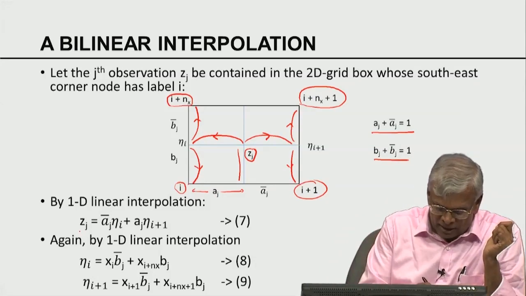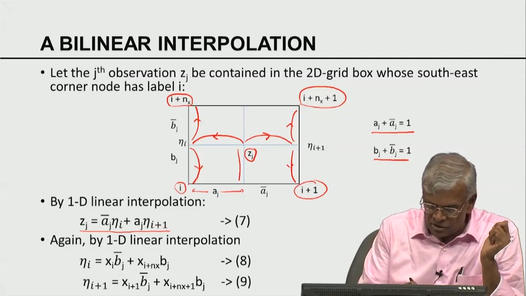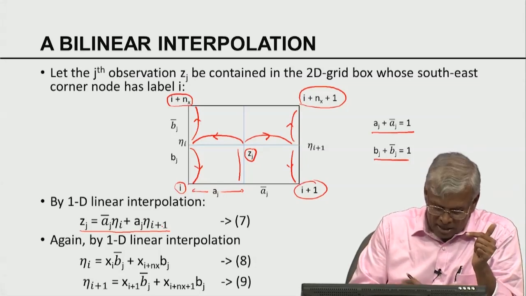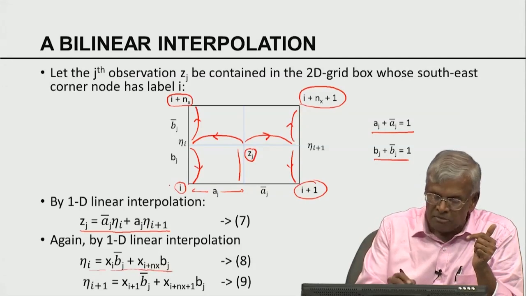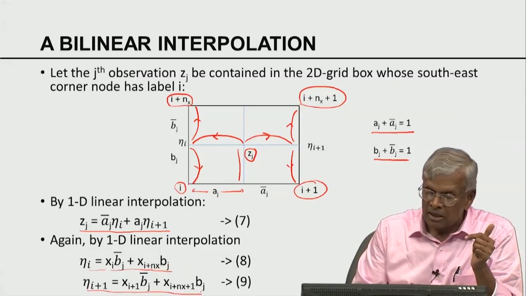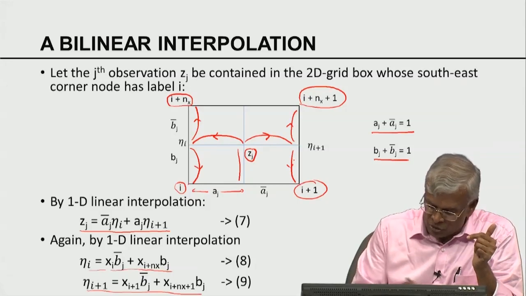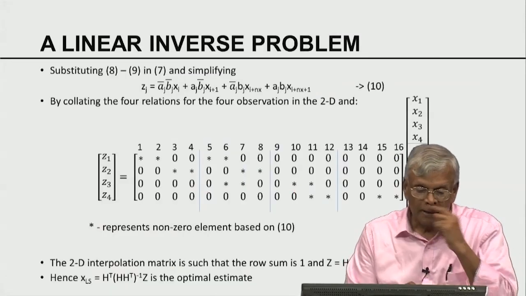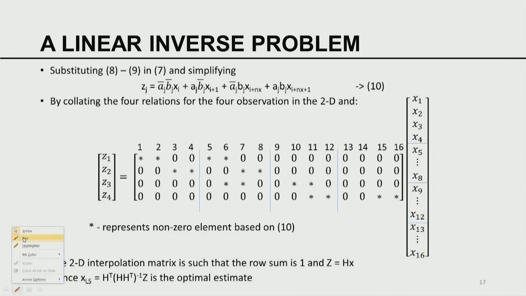Using the 1D interpolation, you can readily see zj is equal to aj bar eta I plus aj eta I plus 1. Again, using the same linear interpolation, eta I is equal to xI bj bar plus xI plus nx bj. Likewise, eta I plus 1. I can now substitute 8 and 9 into 7. If I substitute that, I get a formula that relates zj to the grid points. The right hand side has all the grid points xI, xI plus 1, xI plus nx, xI plus nx plus 1, and all the coefficients are distances that are known.